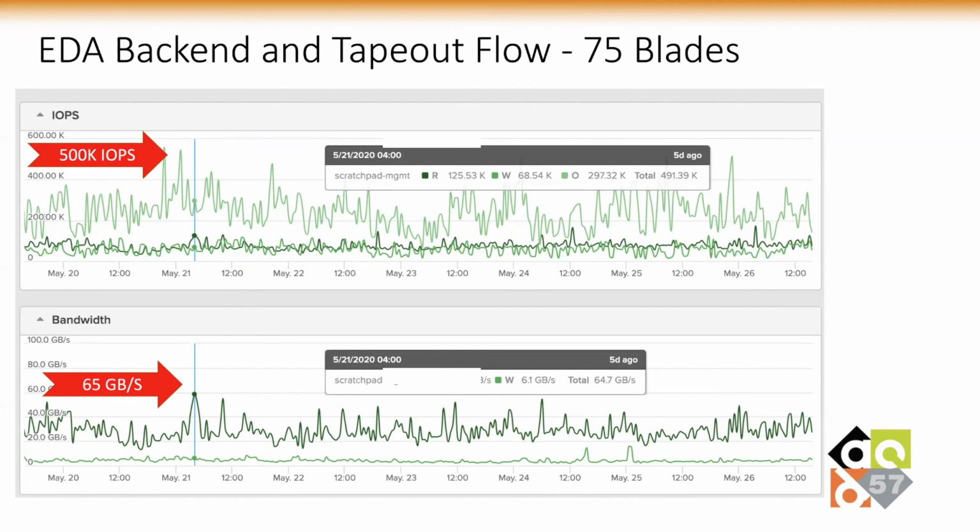I'd like to show you another snapshot of a FlashBlade running EDA backend and tape-out workflows. This is a 75 blade system doing processing on a 7 nanometer design. You can see this system peaked up at about 65 gigabytes per second and almost 500K IOPS, delivering basically game-changing performance to this customer and helping them tape out quicker.